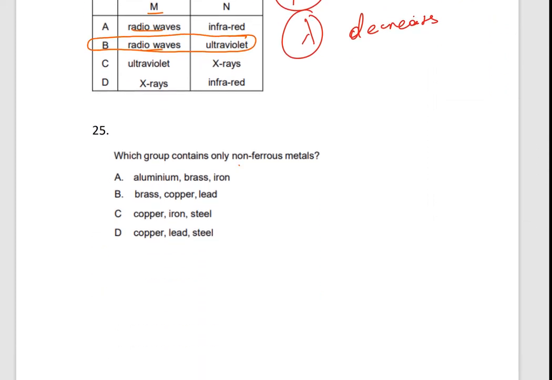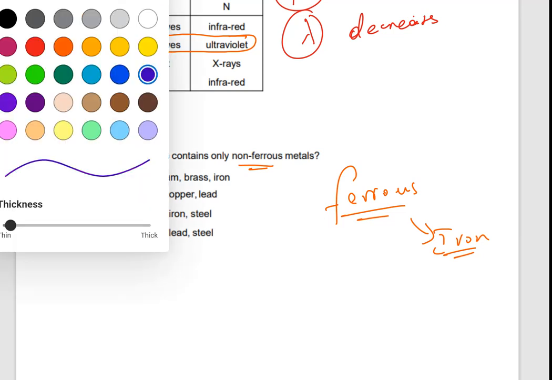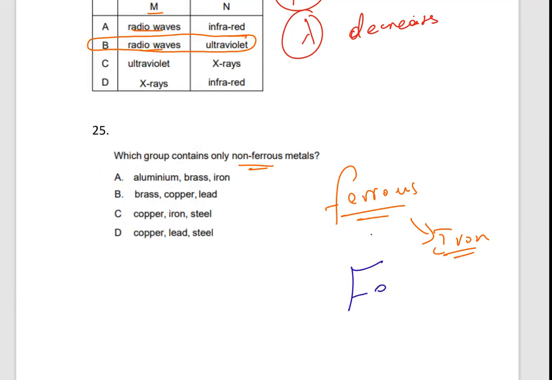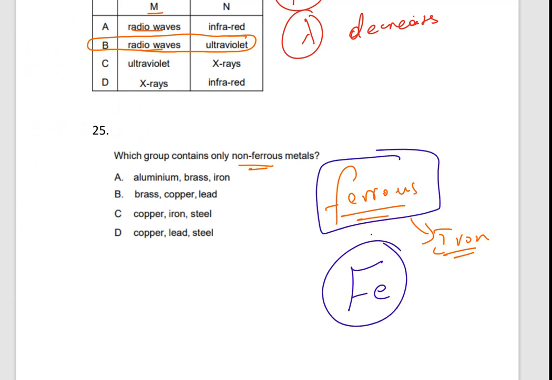Which group contains only non-ferrous? Ferrous refers to iron. You may recall that in the periodic table, the symbol for iron is Fe, which is actually derived from this term ferrous. So which group contains only non-ferrous? That means it does not contain iron in it.